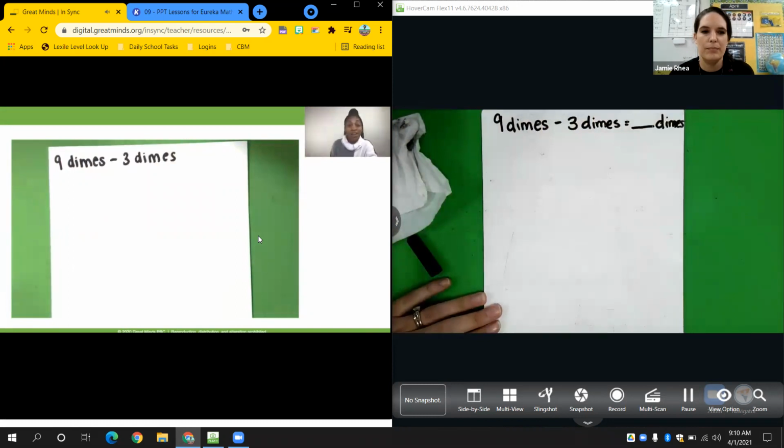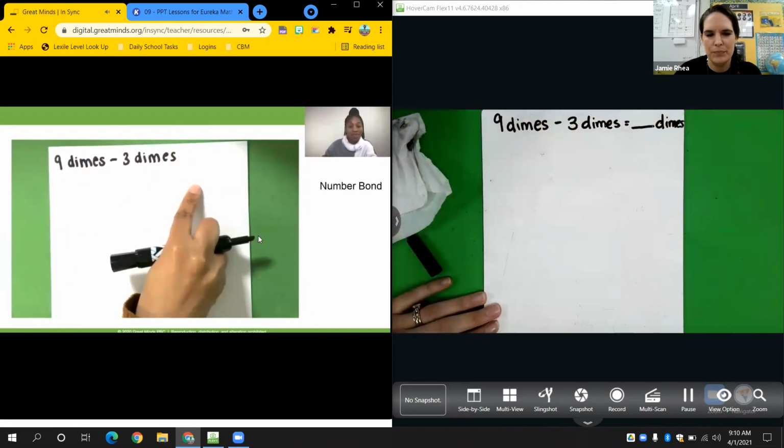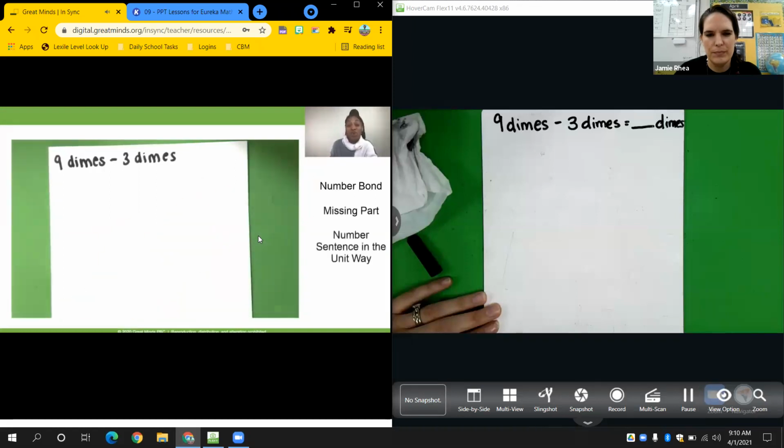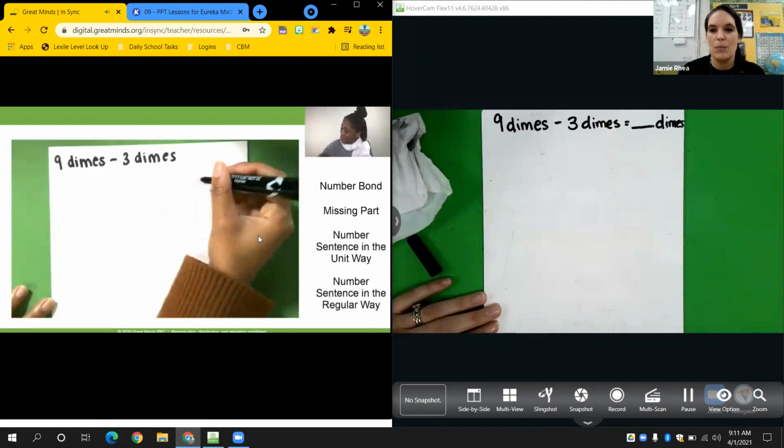Mathematicians, I want you to do this one completely on your own. Create a number bond to represent this number sentence. Then figure out the missing part. And then I want you to write the number sentence in the unit way and the regular way. Okay. You'll be able to compare your work with mine when you're done. Remember, trust yourself. Go ahead. Okay, I'm pausing now.